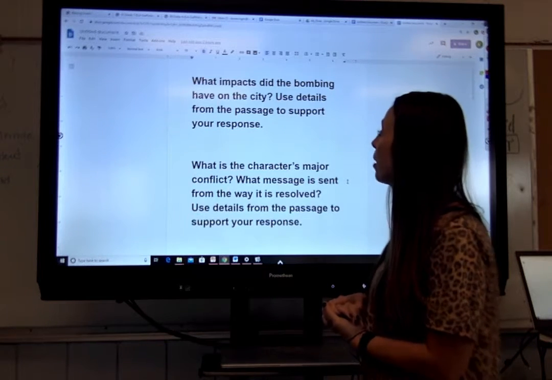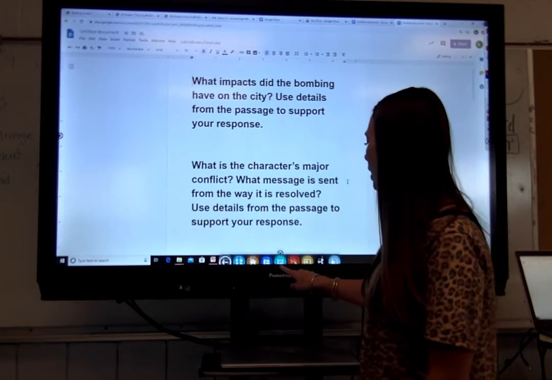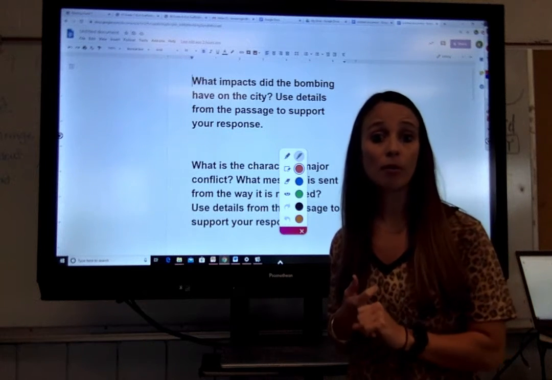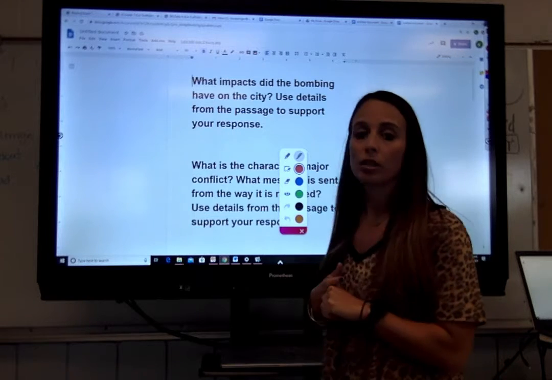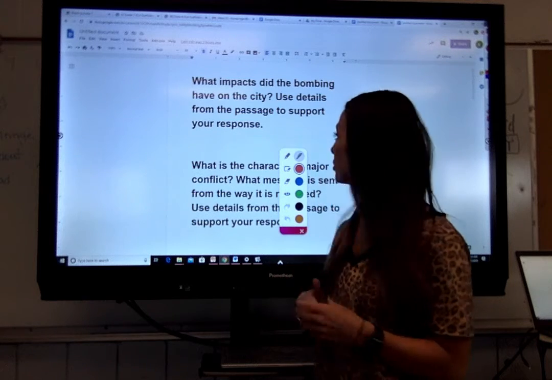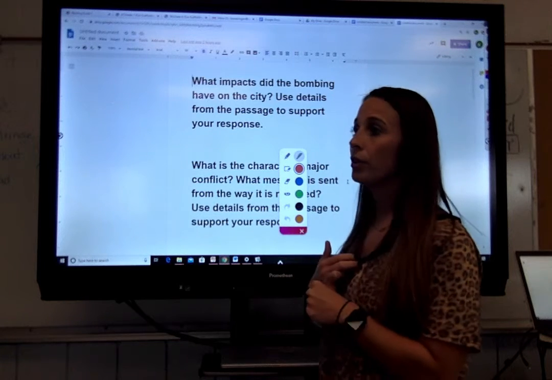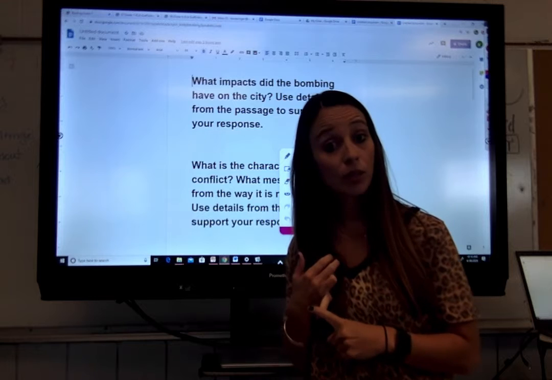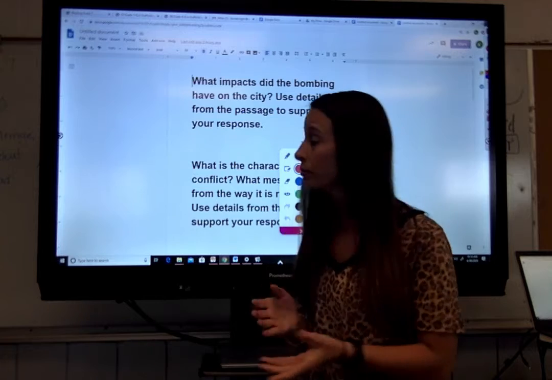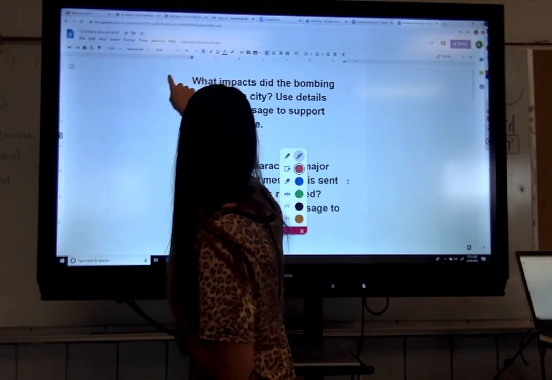What impacts did the bombing have on the city? Use details from the passage to support your response. Well, I'm trying to determine, is this an argument, is this a narrative, or is this an informative prompt? Remember, argument, a lot of times they'll tell you to argue, or you have to choose a side, and you have to read and find evidence for either side. So from looking at that prompt, I know it's not an argument prompt. Remember, narrative, you're either having to rewrite it from another character's point of view, or continue the story, or write a sequel to it. Well, I don't see anything about writing a story, so we know that this has to be an informative prompt.